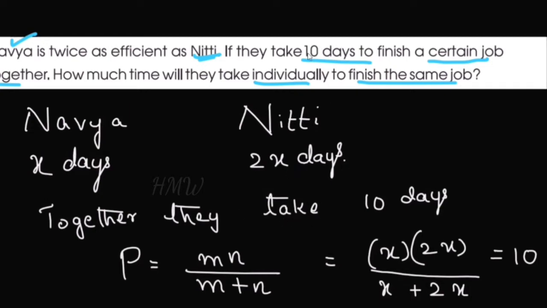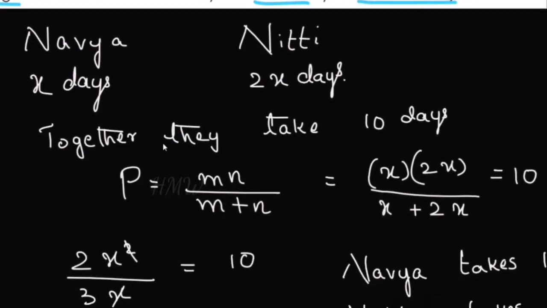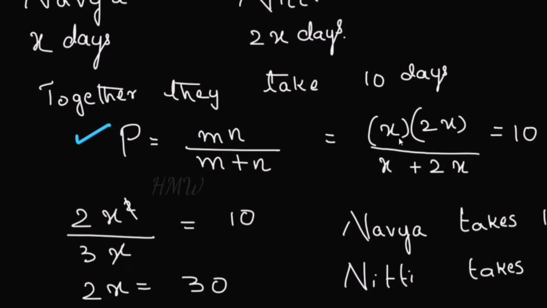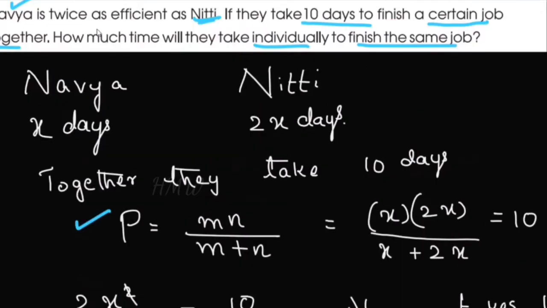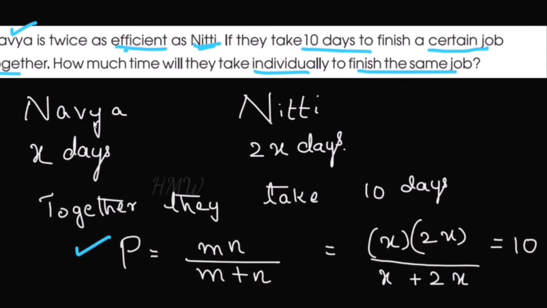Together they take 10 days. If they work together, they take 10 days. So you know the formula. If they work together, the number of days taken by A and B, the formula we have learned now, is P equals M into N by M plus N. M is the number of days taken by Navya, that is X. N is the number of days taken by Niti, that is 2X. M plus N is X plus 2X. Now you can cancel this. 2X square by 3X. You should know how to write these efficiency sums, and how to write the number of days.